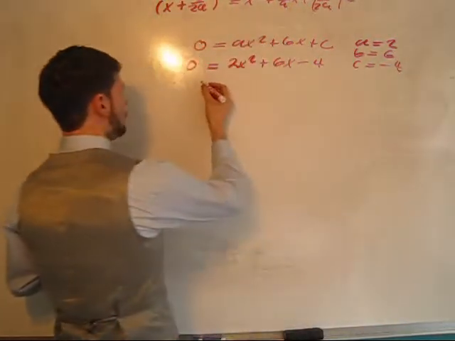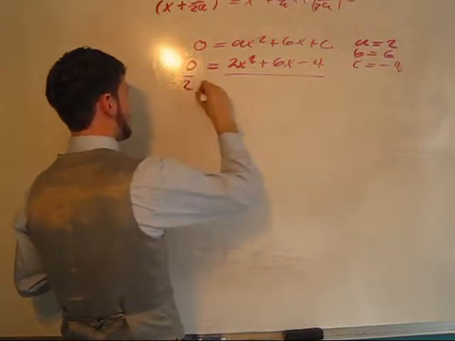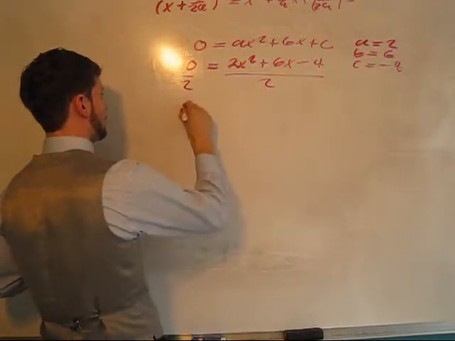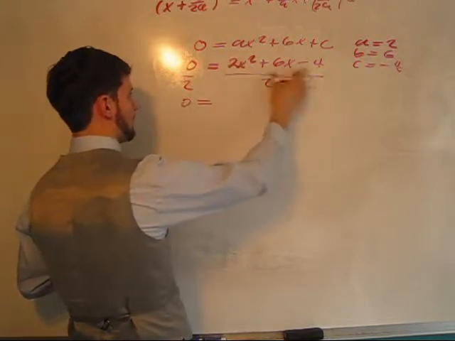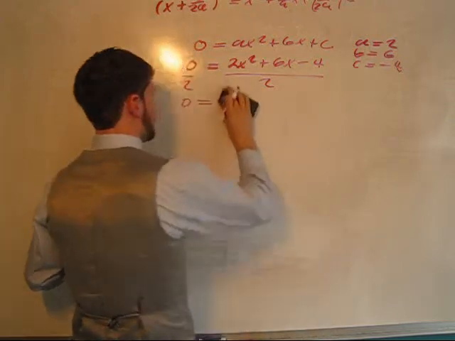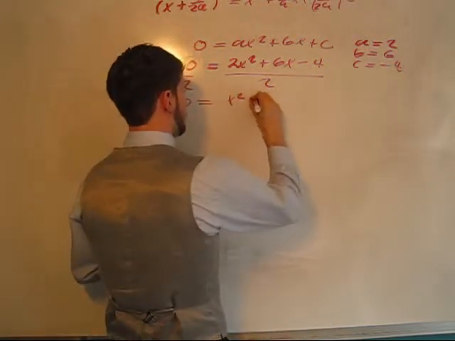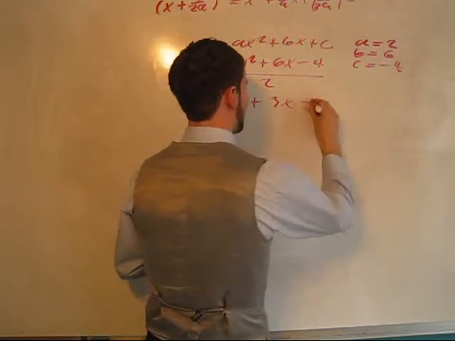Now we observe that the first step entails dividing both sides of the equation by 2, such that 0 divided by 2 is 0. By properties of fractions, we can expand this such that we have 2 over 2, x squared. Cancellation of 2's, such that we just have x squared, plus 6 divided by 2 is 3, so 3x, and that's going to be a minus 2.